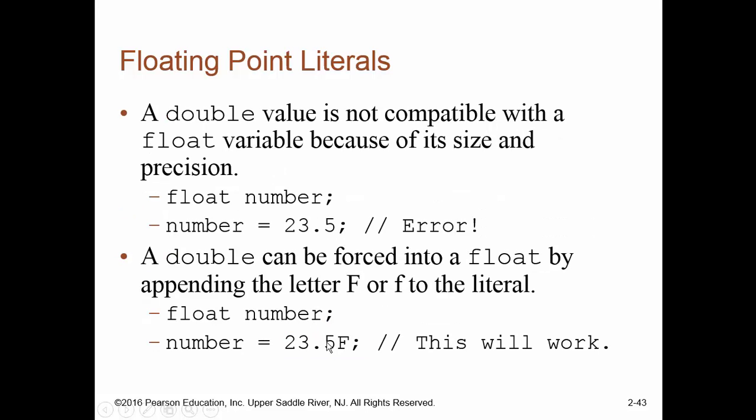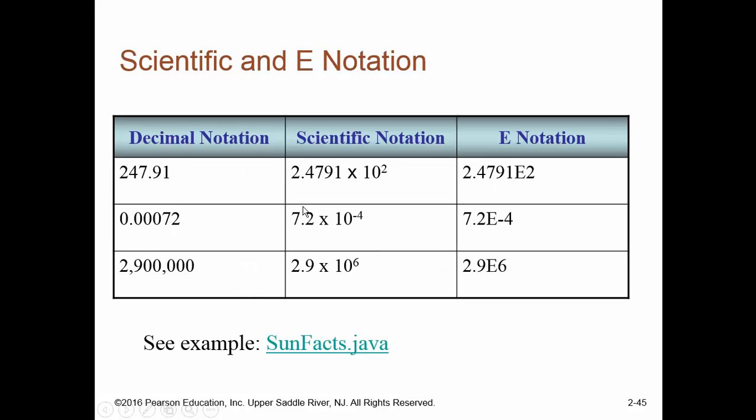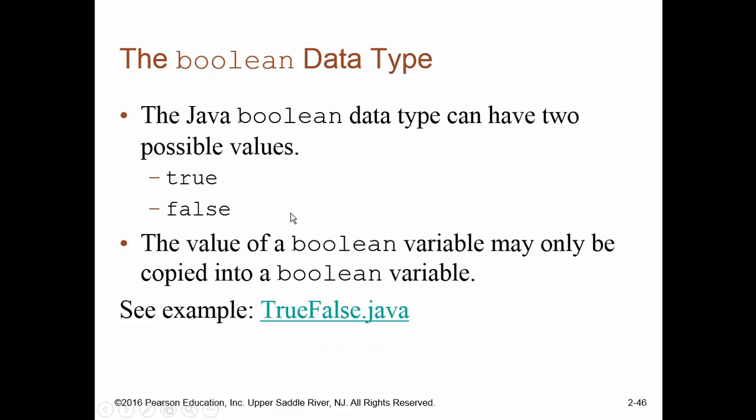Again, 23.5F, the example I just showed you. Do not ever, when you're giving values to variables, put in dollar signs, commas, etc. Never do that. You can put in a decimal place, but only if it's a double or a float. You can also use scientific notation if you need to do that. I won't, because there really is no reason to do that.